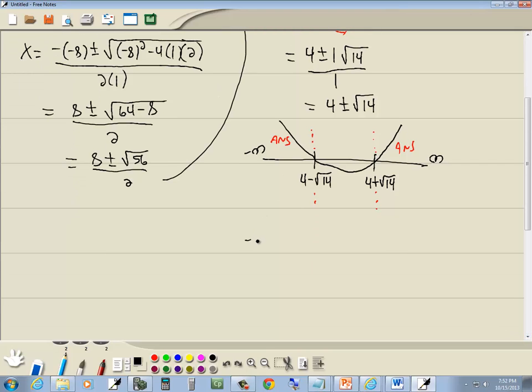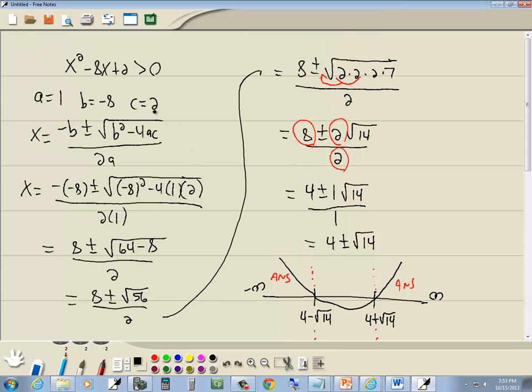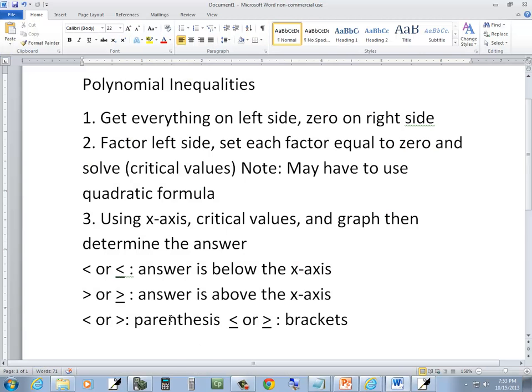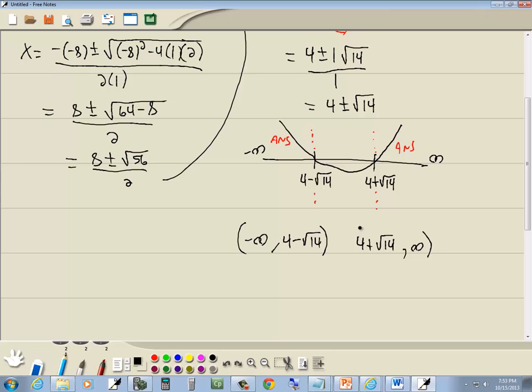This interval here goes from negative infinity to 4 minus square root of 14. This interval is 4 plus square root of 14 to positive infinity. Now infinities always have parentheses on them. This particular problem is a greater than. If I come over here, greater than tells us we use parentheses. So I'll put parentheses on these two also. And then we put a union symbol in between them. And that's our answer.